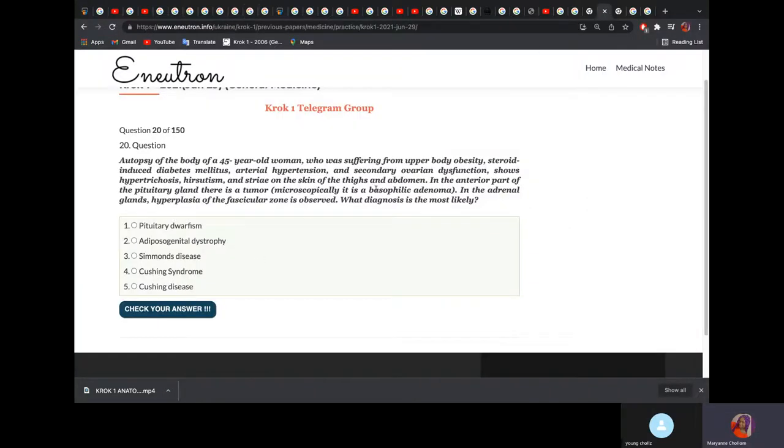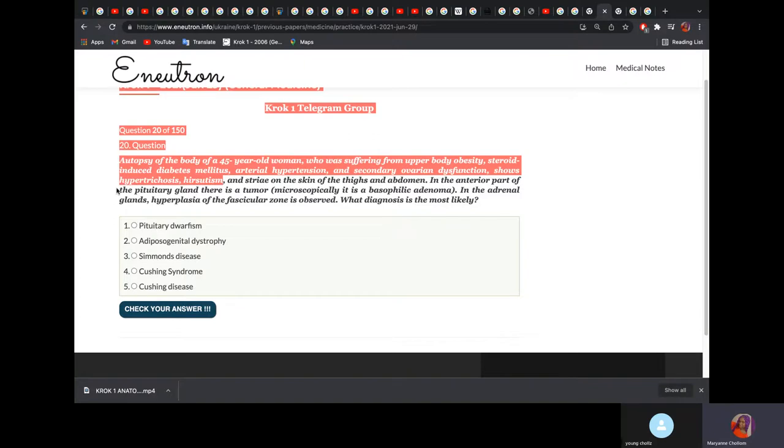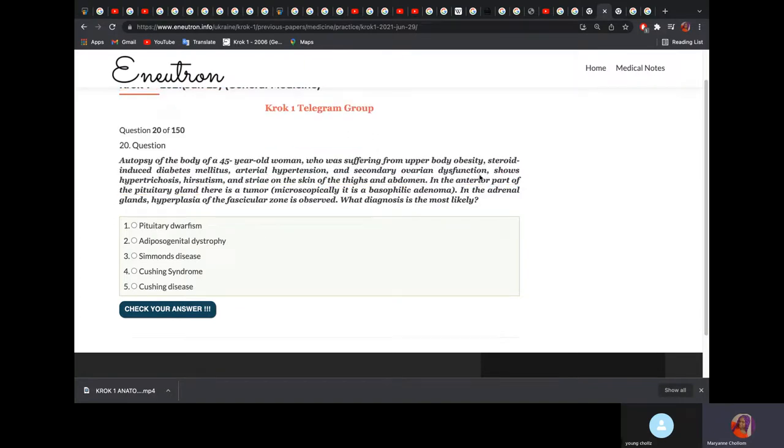So let's see what's true. What did they say? There is hirsutism, okay, and they said the woman has striae on the skin and abdomen, that is stretch marks, hypertrichosis and hirsutism. Also, they said secondary ovarian dysfunction. They also said basophilic adenoma. What's the difference between Cushing syndrome and Cushing disease? Cushing disease is when the disorder is due to basophilic adenoma or adrenocorticotropic hormone tumor. But Cushing syndrome is just when you have hyperproduction of cortisol by your adrenal glands.